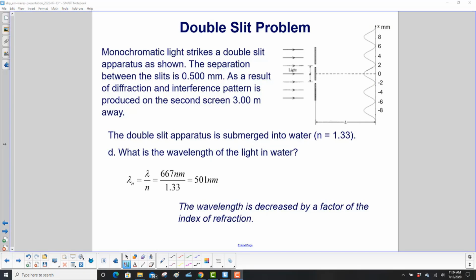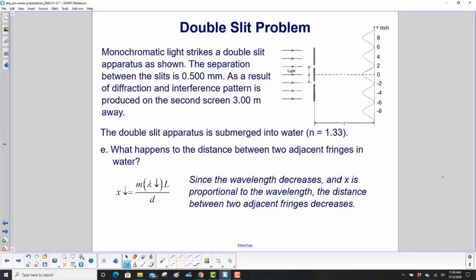What is the wavelength of the light in water? Well, our new wavelength, where we have an index of refraction that is not 1, it's 1.33. It's equal to the wavelength of the light in the air divided by the index of refraction. So we get 501 nanometers. The wavelength in the water is decreased by a factor of the index of refraction.